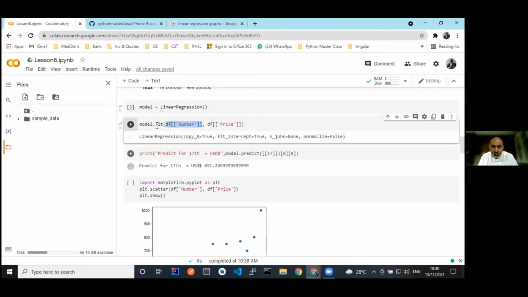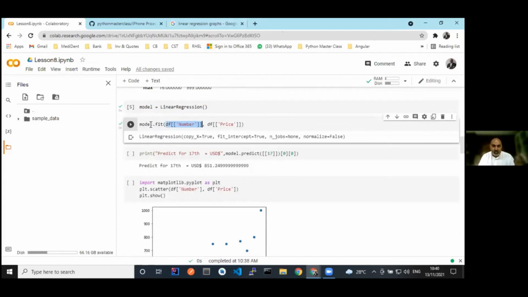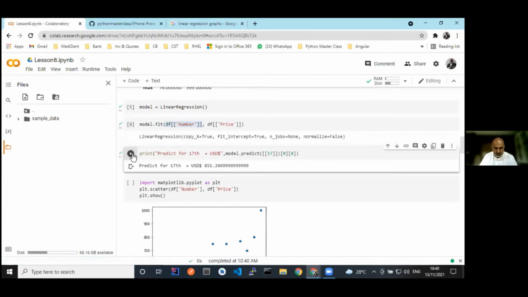So now, once we have trained the model, what happens is the model will learn the parameters and save it inside the model value. And now what we do is we have to run the prediction. So voila. It has predicted that the 17th phone price is 851,299.